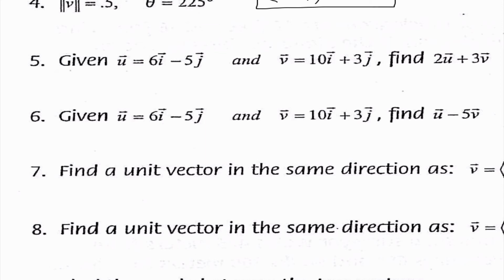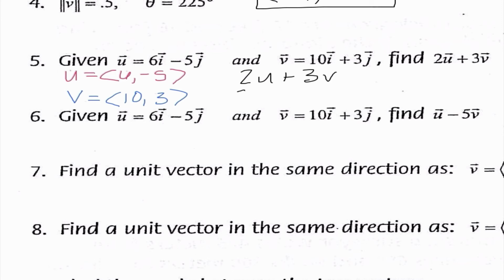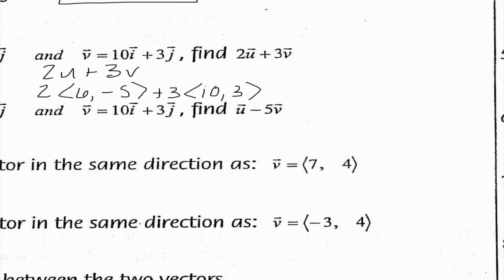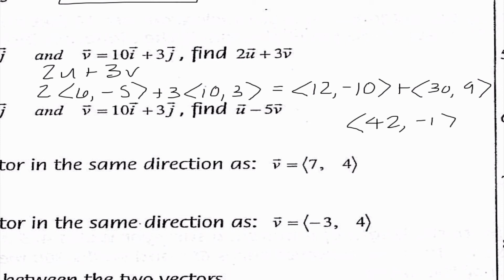Moving on to number 5. Okay, they're giving us two vectors, vector u, which is 6, negative 5. Remember, we called this linear combination form, and to get it into component form, we just take those coefficients. And vector v is 10, 3. And they're asking us to find 2u plus 3v. So I'm going to have to do 2 times 6, negative 5, plus 3 times 10, 3. So if I'm going through this problem, I'm going to distribute, and I would have 12, negative 10, plus 30, 9, which is 42, negative 1.